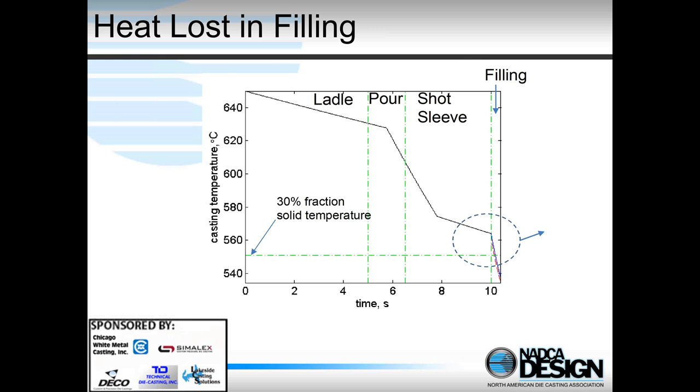And what it shows here is that obviously we're losing heat throughout the process, but the solidification is actually starting here at this kink in the curve. This is where the alloy is starting to solidify. So what this shows is that we're solidifying in the shot sleeve well before the injection starts. And so from a process point of view, we don't just have to look at what's happening during injection into the die cavity. We have to look at the whole thermal management during the entire process.